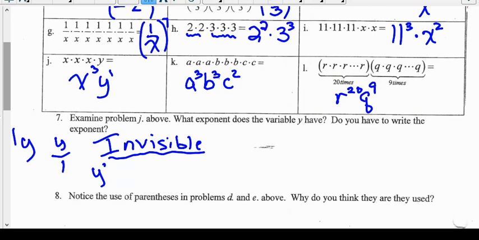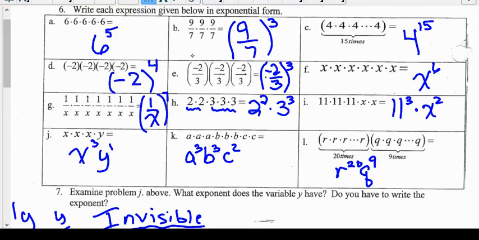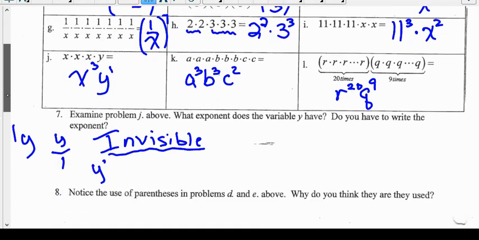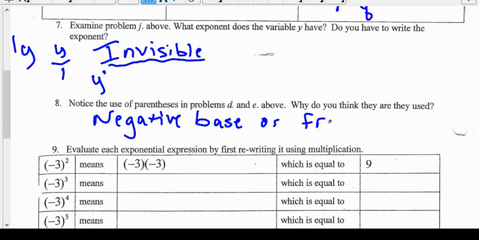All right, look at the parentheses for D and E. D is here and E is here. Why are we doing that? We need parentheses if we have negative numbers, so a negative base, or a fraction.